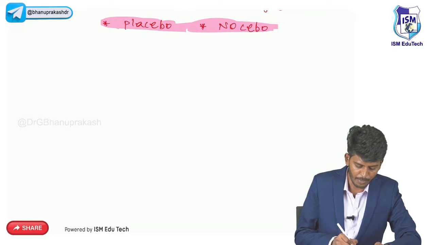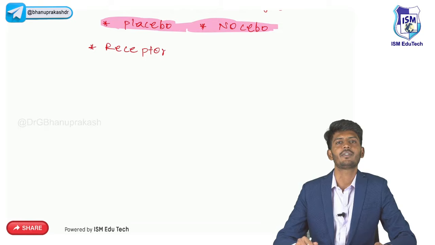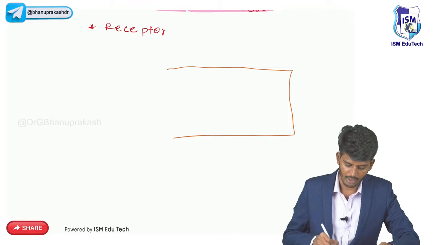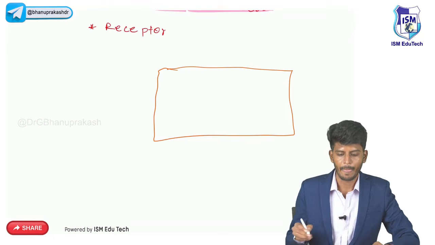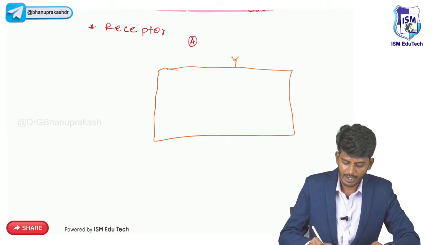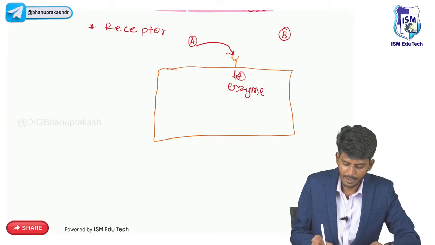What is our favorite thing? That is the receptor mechanism of action. Most people feel it is very difficult, so let's start with a very basic understanding of the mechanism. Let's start with one cell. On this cell membrane I have some receptors. For example, I will have two drugs, drug A, and one more drug B. Now when drug A acts on this receptor, it will activate, for example, some enzyme.